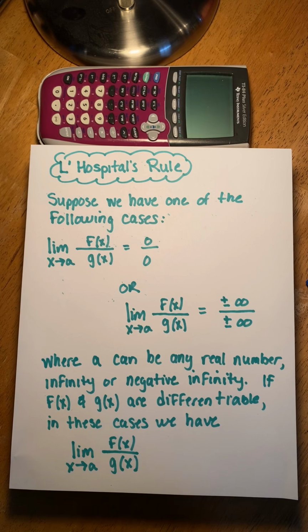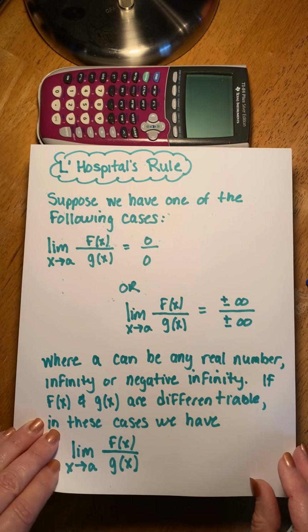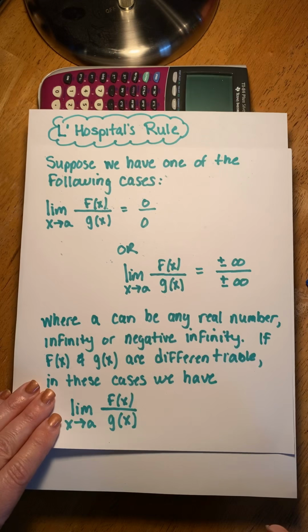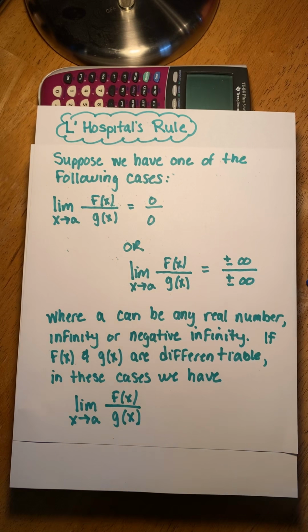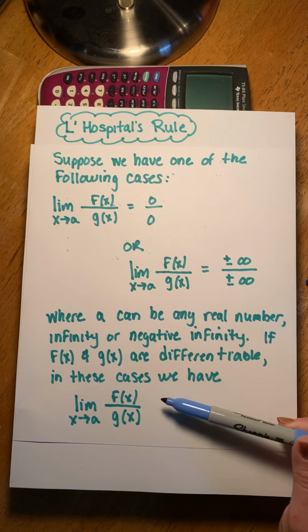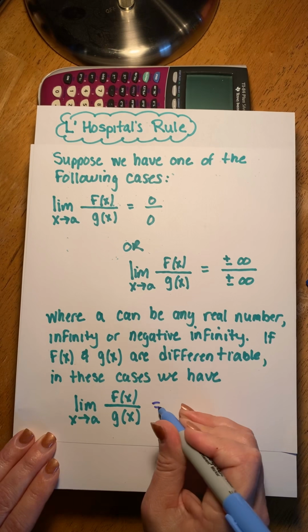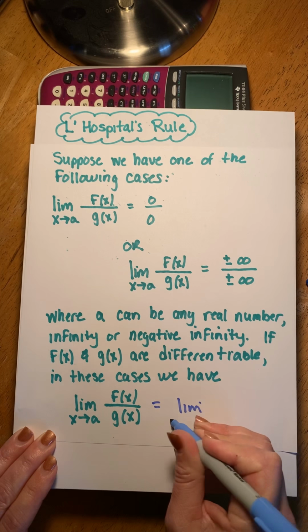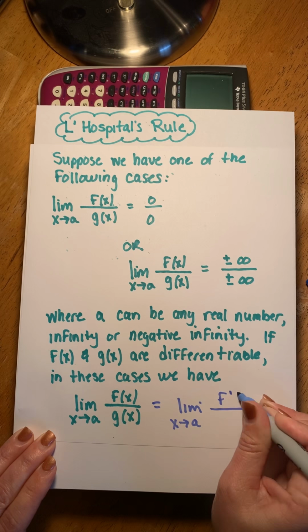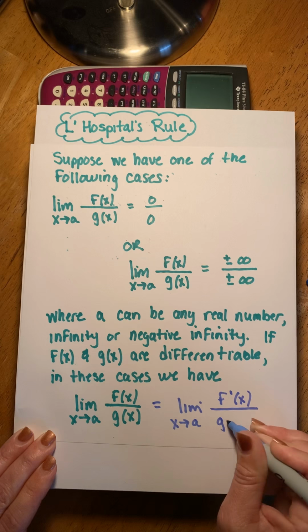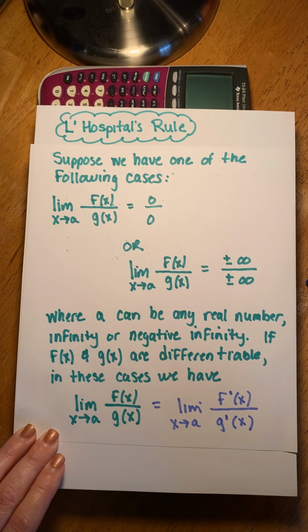If f and g are both differentiable, we have this really, really cool rule. L'Hopital came up with it for us. It says the limit as x approaches a, and this only works if we have 0 over 0 or infinity over infinity, is equal to the limit as x approaches a of the derivative of the top function over the derivative of the bottom function.